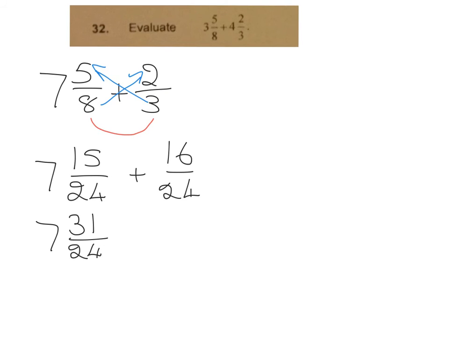Now that's an improper fraction. I want to change it. So 31 divided by 24 is 1, so we can take one whole number out of it. So that gives me 8 whole numbers, and my remainder is 7 over 24, which I cannot simplify any further.